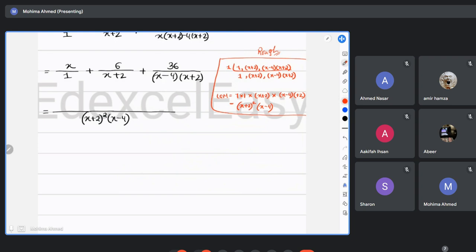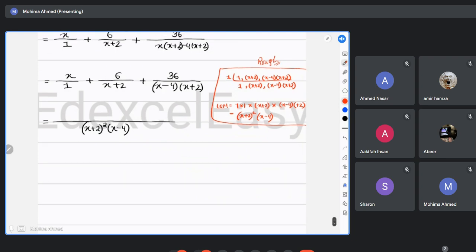This is your rough. Okay. Now the main procedure I do is that I divide the LCM by the denominator. For the first fraction, the denominator was 1, so it is going to be x plus 2 whole square and x minus 4 divided by 1. So it will just remain as it is, right? x plus 2 whole square and x minus 4. So I'm going to write x multiplied with x plus 2 whole square and x minus 4. And this is what I'm going to get for the first fraction.